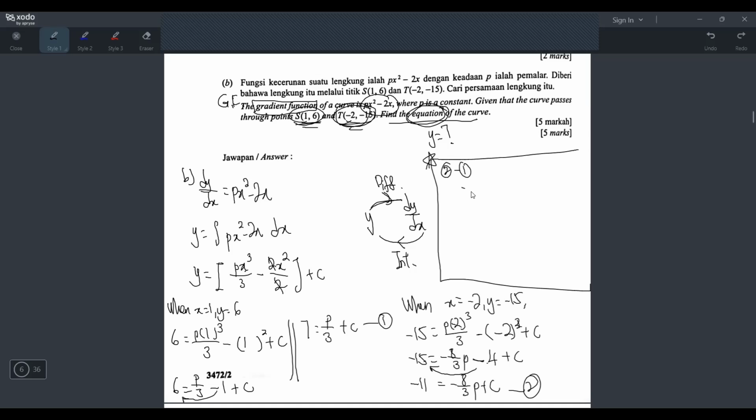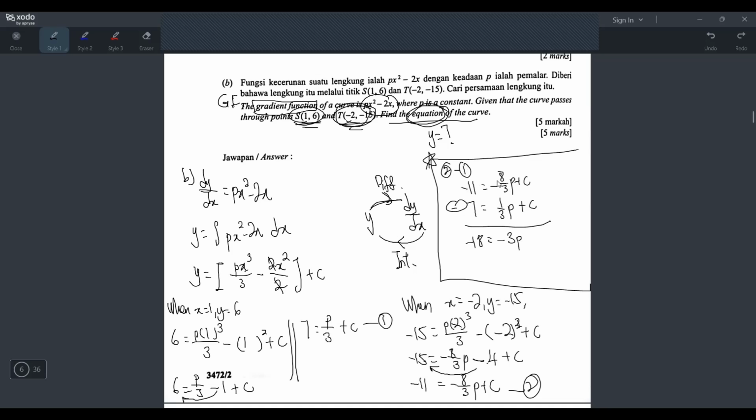So equation 2, -11 equals -8 over 3p plus C. Equation 1, 7 equals P over, okay, P over 3, you can also write it as 1 over 3p. It's the same thing, P over 3 and 1 over 3p is the same thing, and then plus C. And then you will minus, because you want to hapuskan the C later. -11 minus 7 is -18. -8 over 3 minus 9 over 3 is -9 over 3, which is -3.